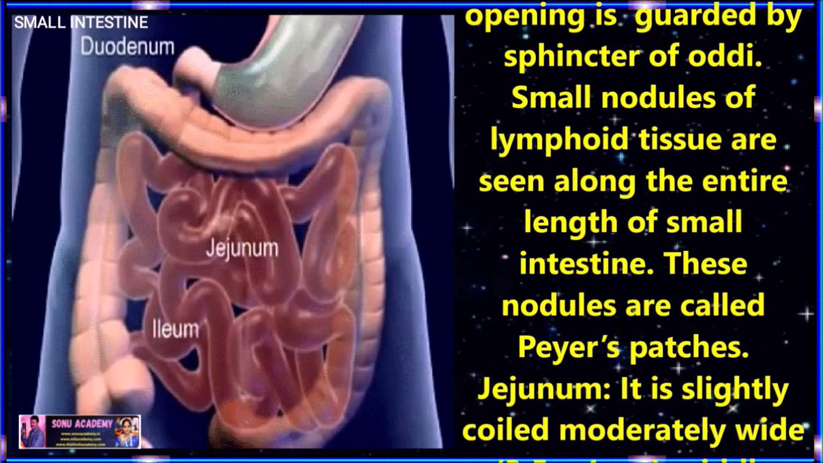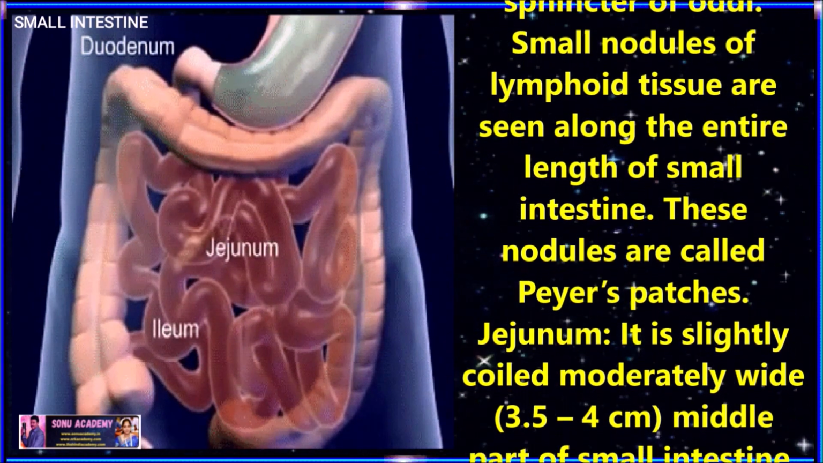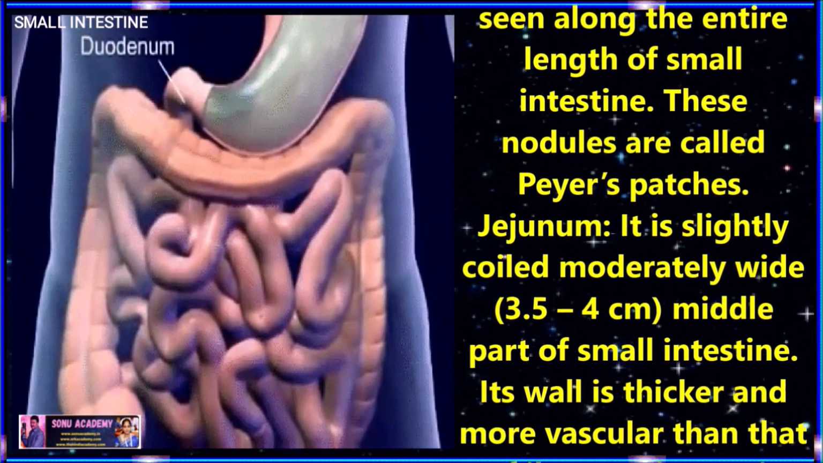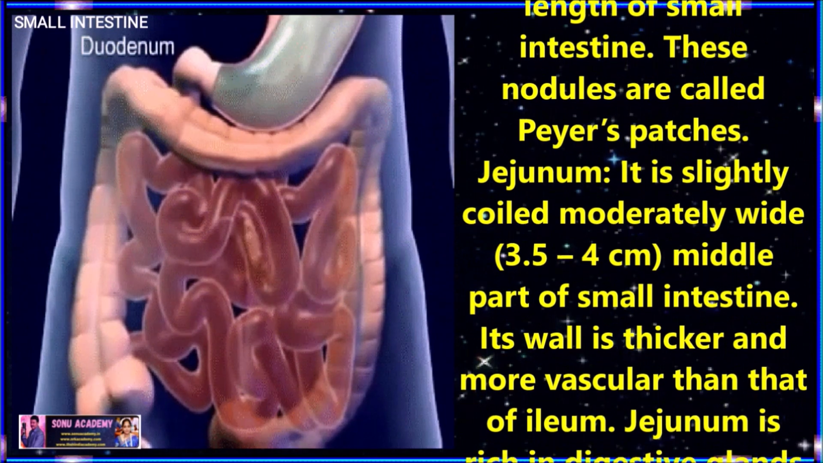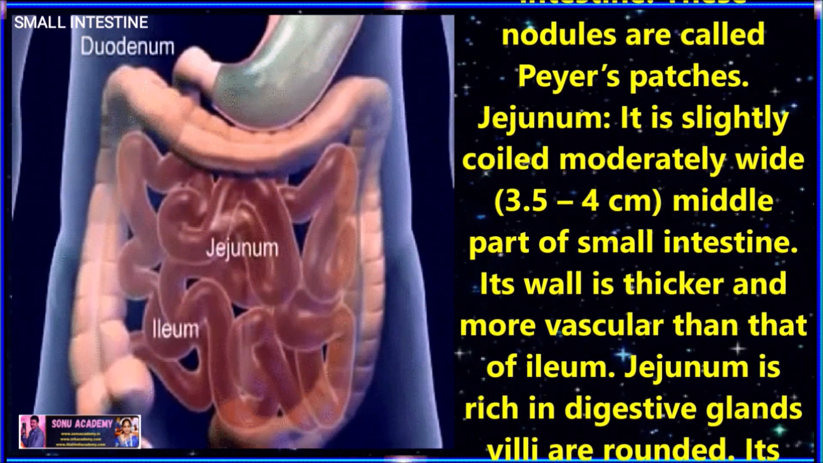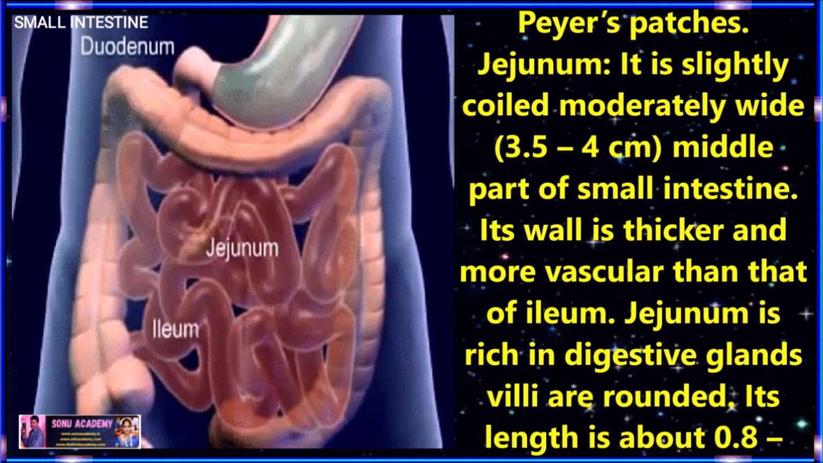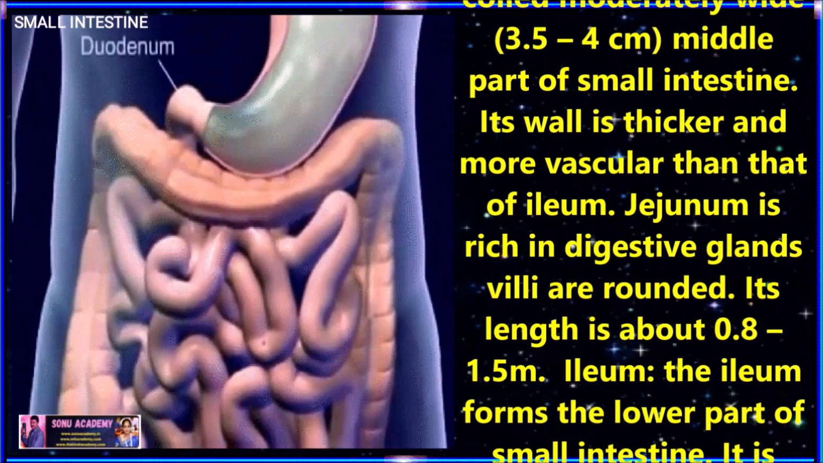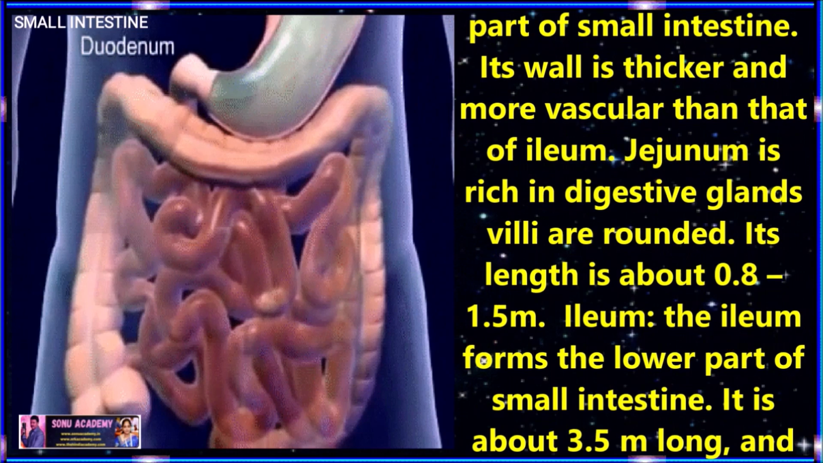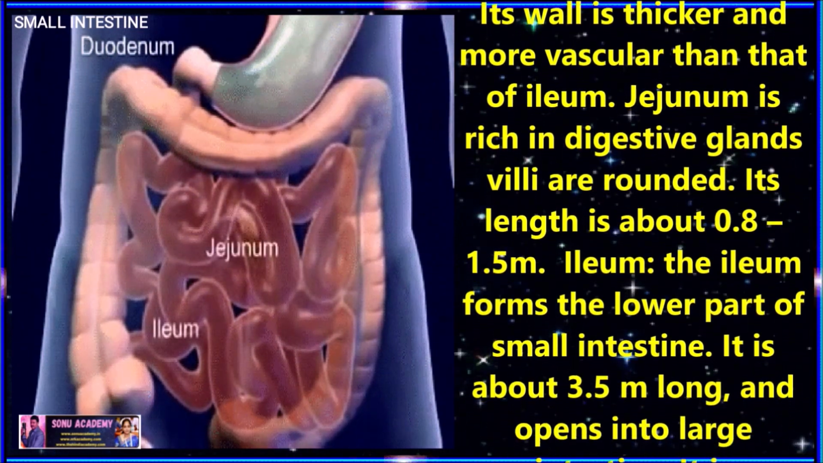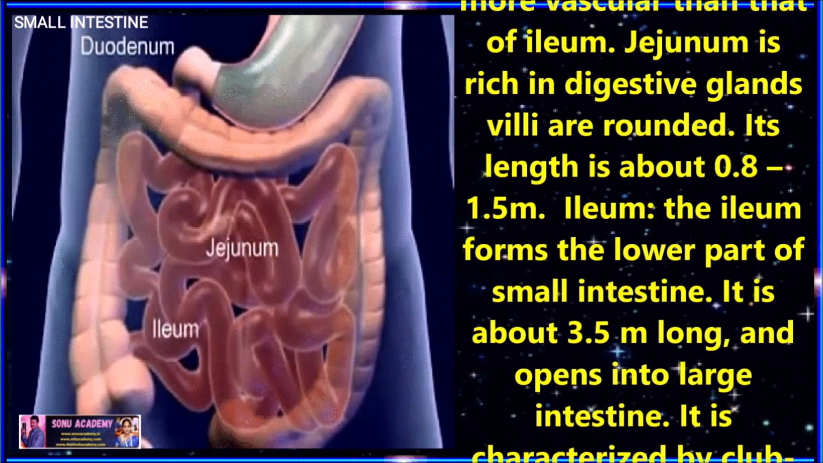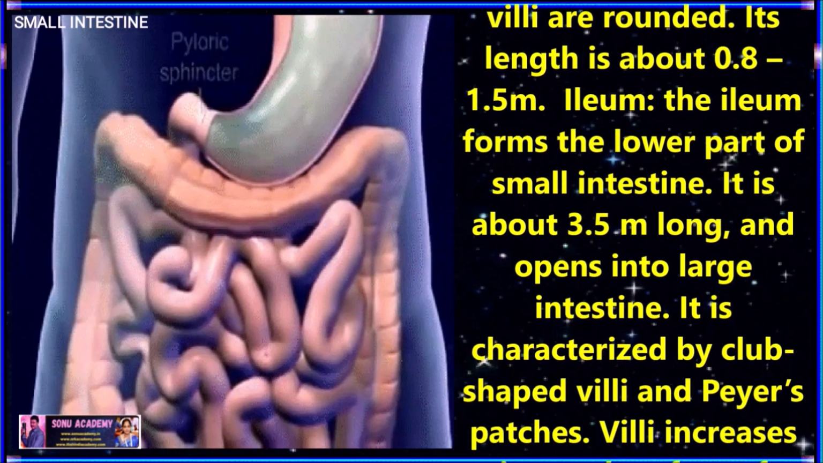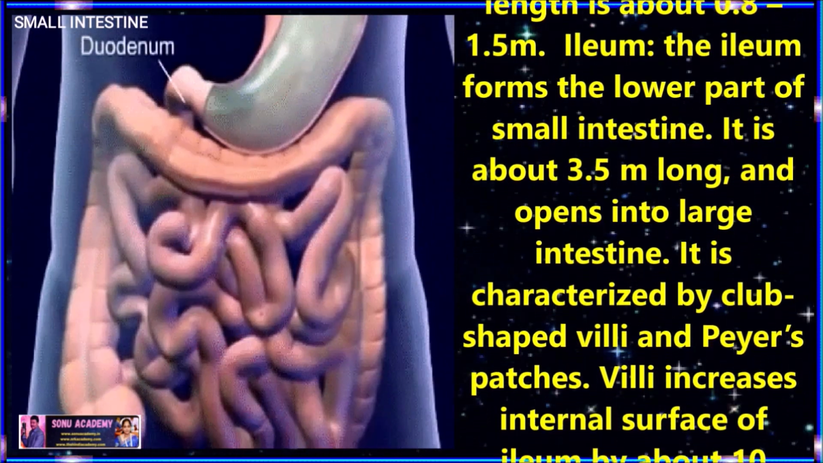Now let us discuss the second part of the small intestine, which is called jejunum. Jejunum is tightly coiled, moderately wide, about 3.5 to 4 centimeters, and is the middle part of the small intestine. Its wall is thicker and more vascular than that of the ileum. Jejunum is rich in digestive glands and is lined with villi. Its length is about 0.8 to 1.5 meters.